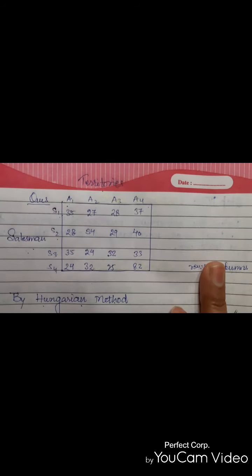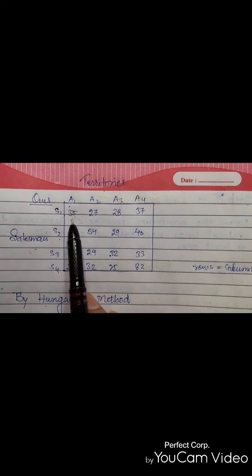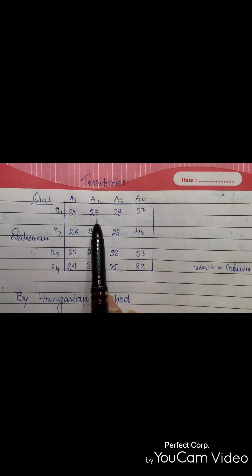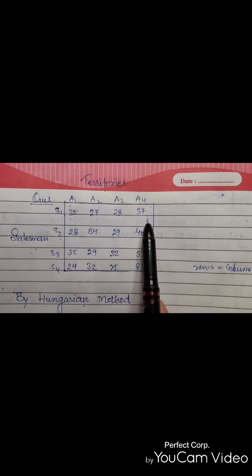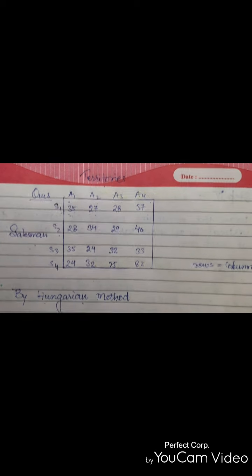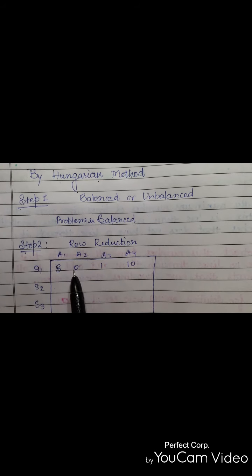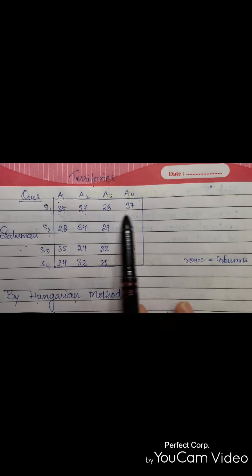So let's start finding. In the first row, which is the minimum element? In the first row, you will find the minimum element 27. 27 is the minimum element. So you will start deducting this 27 from all the other corresponding elements. Start doing it. So after deducting 27, the minimum element of this particular row, from all the elements, we get the values 8, 0, 1, 10.